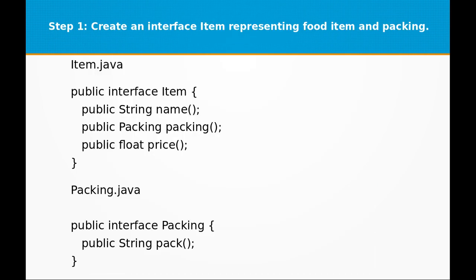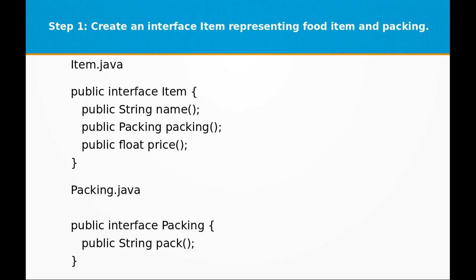Okay, let's start our project. Step 1 is to create an interface item representing food item and packing. This is simply done by creating two Java files, item.java and packing.java.